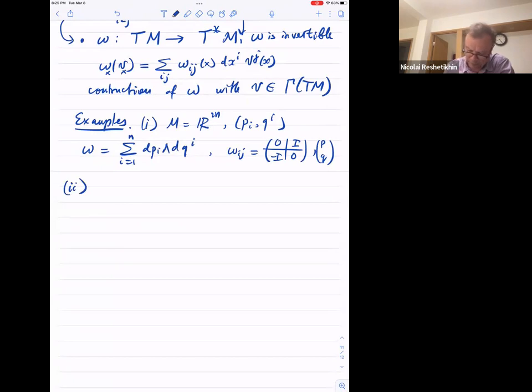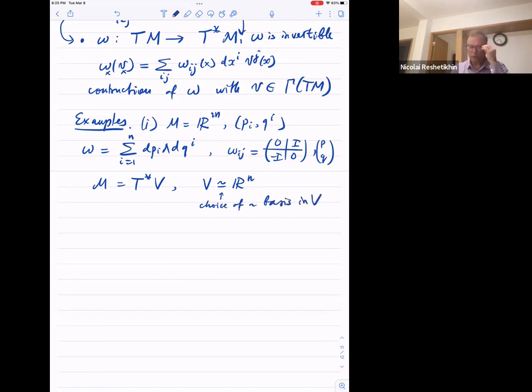Second, of course, in this example, you can think of M as the cotangent bundle to a vector space, an n-dimensional vector space V. If you choose a basis in V, you choose an isomorphism between V and R^n, and then, because for a vector space this bundle is trivial, M will be R^2n with these coordinates p and q: p along the cotangent directions and q along the V directions.